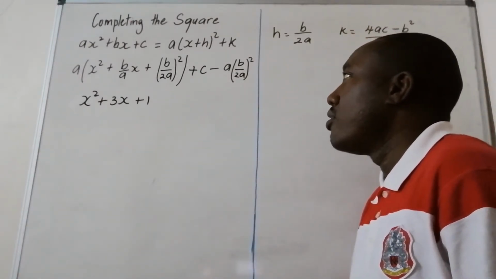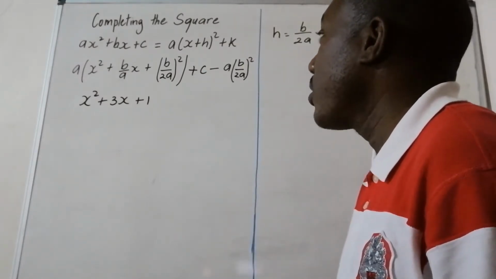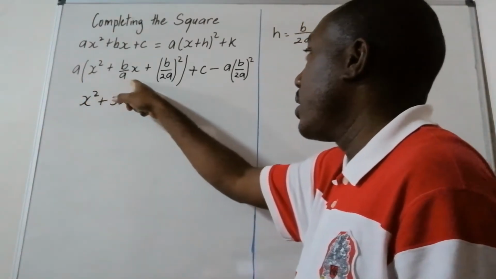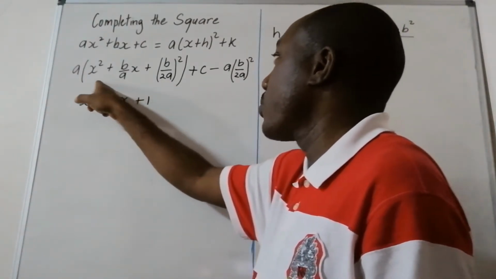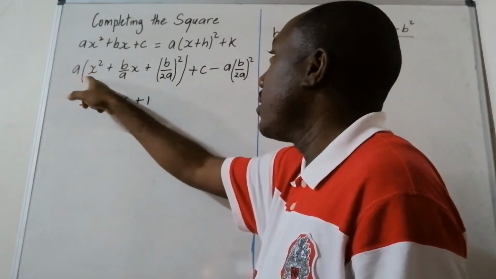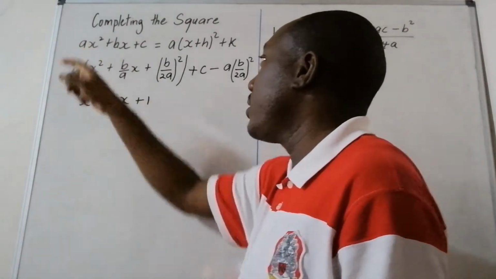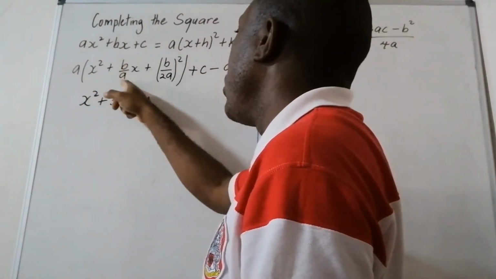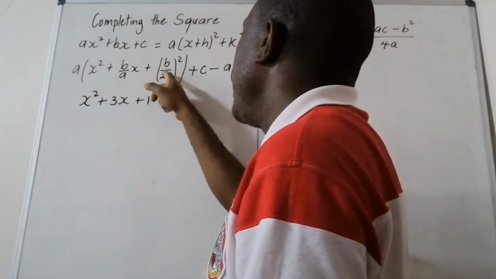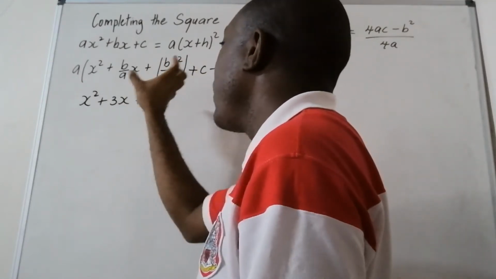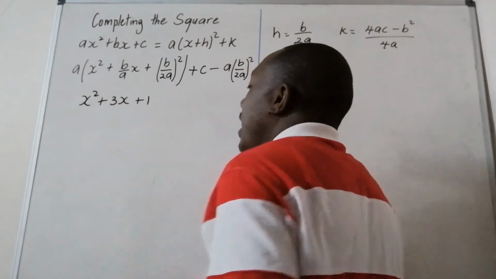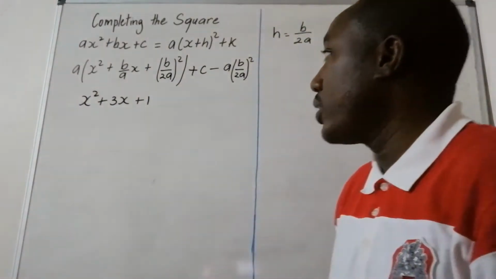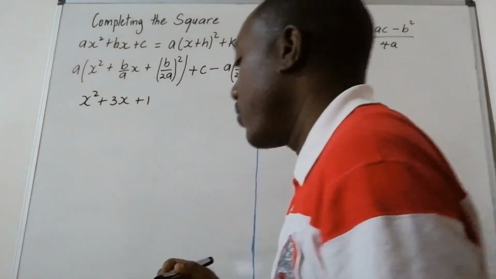Now, to rewrite an algebraic expression as a perfect square, we have to get it in this form. This form will give us a perfect square: a, which is the coefficient of x squared, times x squared plus b over a x plus b over 2a squared. If we have an expression in this form, we have a perfect square. So how do we write this expression as a perfect square?